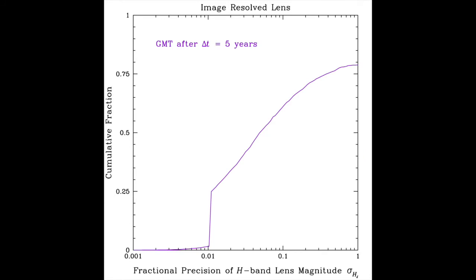Figure 2 shows the cumulative fraction of the lens flux precision attained using GMT to image resolved lenses 5 years after the peak of each microlensing event. GMT will be able to thusly measure the lens flux to 10% or better for 60% of systems. Here is the same plot for JWST, now 10 years after each event. For those lenses that JWST can spatially resolve from the source, the fluxes of all of them will be measured to a precision of 10% or better.